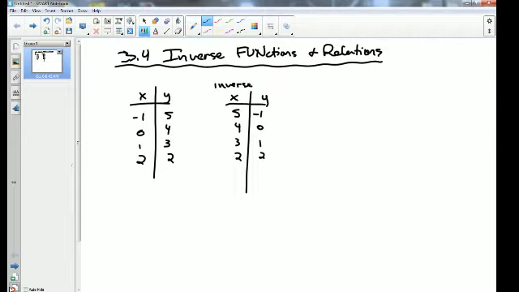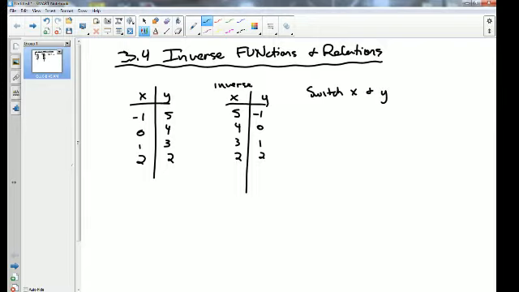No matter what you're given, a table or a function or a graph, you switch the x's and y's, then solve. That's it. So for an inverse, we switch x and y. That's all you've got to remember, and then, if necessary, do more work algebraically. And I know you know the algebra.